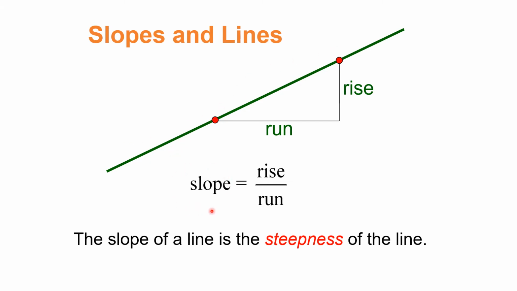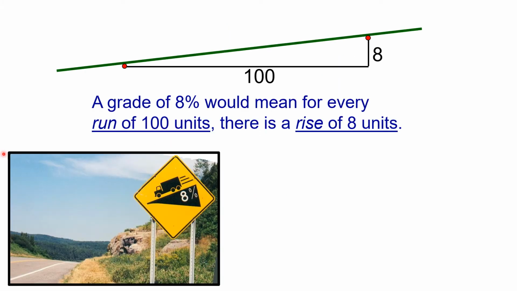The way we get the slope of a line is we take 2 points on the line, and then we measure the horizontal distance between them, and we call that the run. And we measure the vertical distance between them, and we call that the rise. And we put them together with rise over run, and that will give us the slope. So if you saw a sign that said 8%, that would mean your run is 100 and your rise is 8, because we want rise over run, 8 over 100. That's where you get the 8% from.